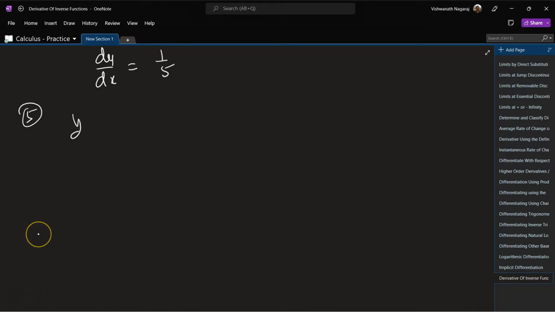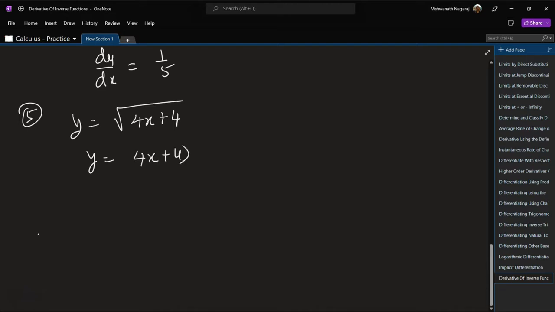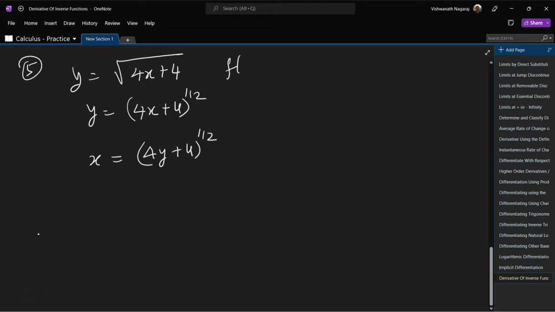Fifth one, y is equal to square root of 4x plus 4. Remember, this can be written as y is equal to 4x plus 4 to the power of 1 by 2. Now its inverse is going to be x is equal to 4y plus 4 to the power of 1 by 2. This is f of x and this is f inverse of x. Now let's differentiate this.